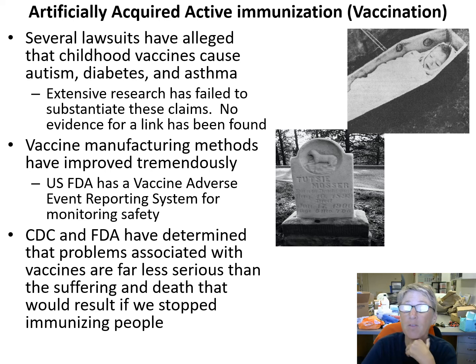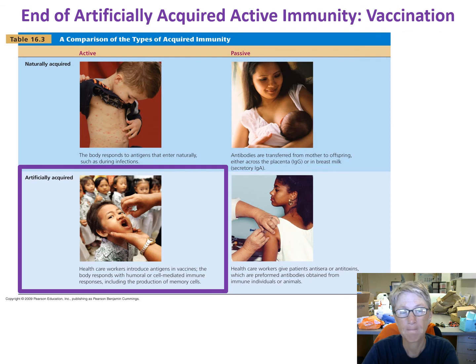There are lawsuits out there that have alleged that childhood vaccines cause autism. I think that's what Jenny McCarthy talks about. There's been a lot of research into that, and there's nothing to those claims that childhood vaccines cause autism, diabetes, and asthma. The CDC and the FDA have determined that the mild problems associated with the vaccines are far less serious than death. And that's the end of vaccination.